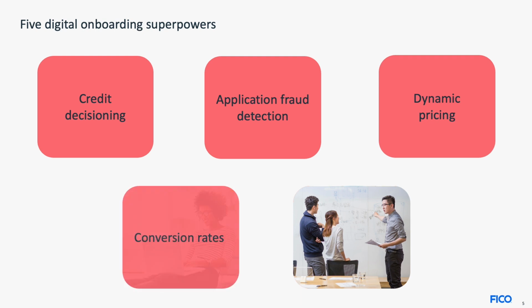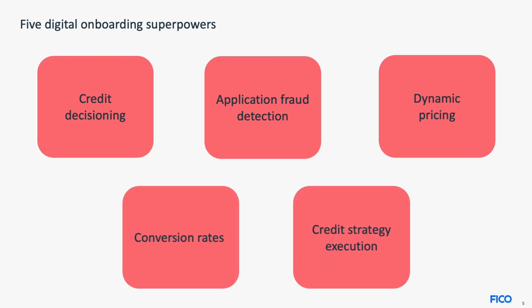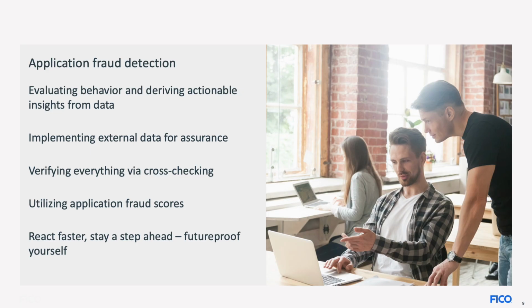So we talked about credit decisioning. I mentioned application fraud is top of mind. These are conversations that I'm having on a daily basis with clients across the globe: application fraud. We're going to talk about dynamic pricing, conversion rates, and then how do we actually execute all of this? So it's all good in theory, but what is the actual strategy execution and how do we go about doing that to achieve success? So what we've seen in the market, there's a ton of stuff coming out.